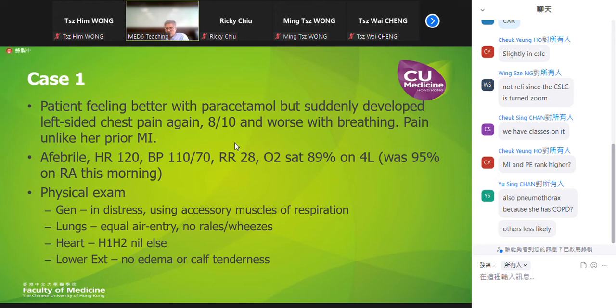So does this help you with your ranking now? Like you put MI, PE, and then maybe pneumothorax based on the story, but now with more information from the physical examination, did you reorder your ranking? Are you able to rank it more, which is going to be higher now?